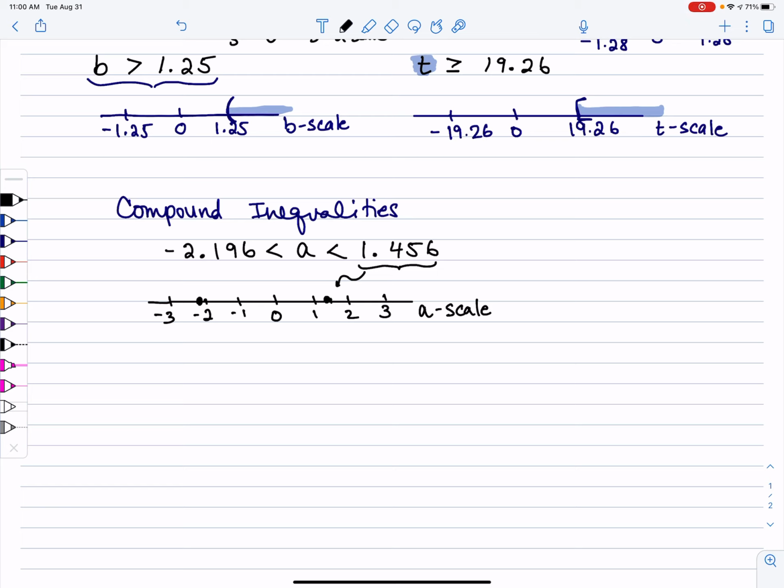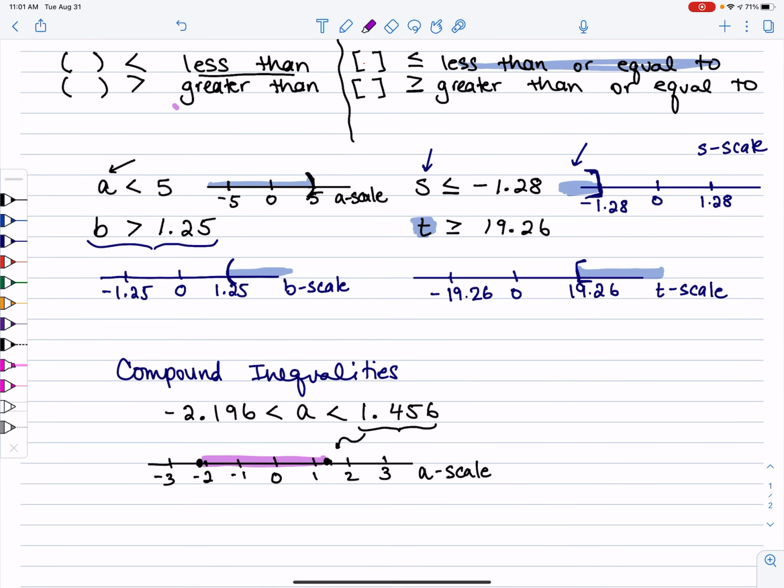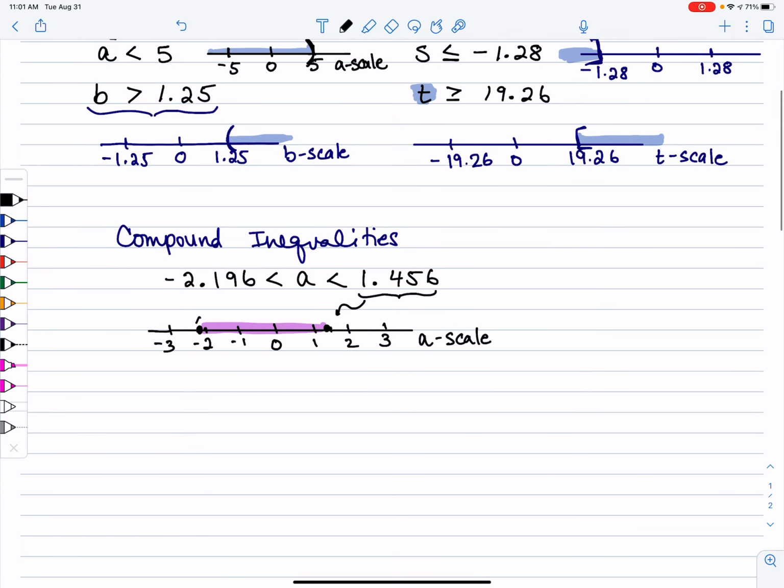So now we are looking for all of the numbers that are greater than negative 2.196 and less than 1.456. Well, the numbers that are greater and less than the two numbers mentioned are right here. And because we are graphing, we're going to need either brackets or parentheses. So remember, the less than and greater than signs have parentheses. So we're going to include parentheses here.